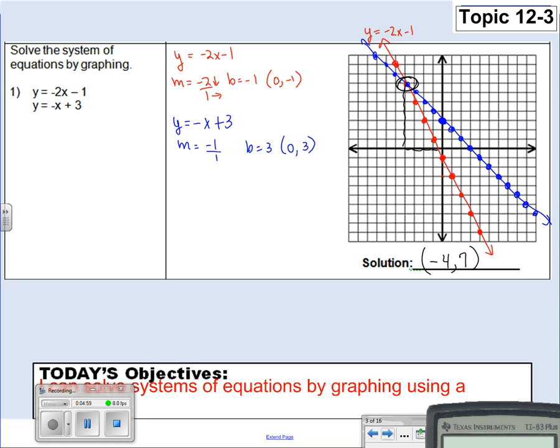Now we want to see how the calculator can help us out. The calculator can help us out because we have our equations in y equals form. So that means our first equation we're going to put in Y1, and our second equation we're going to put in Y2 on the calculator.